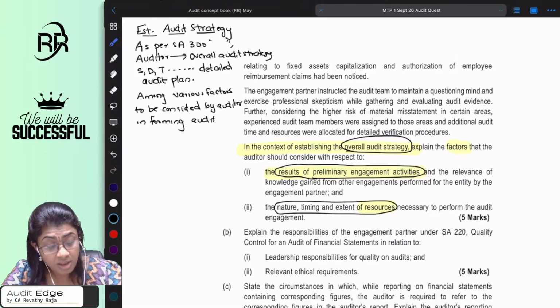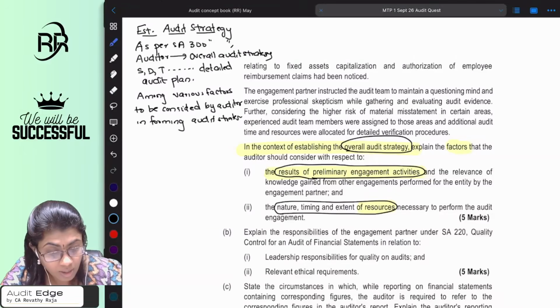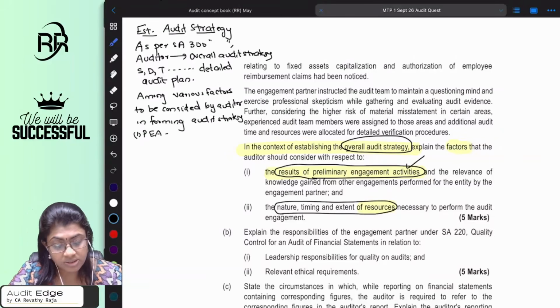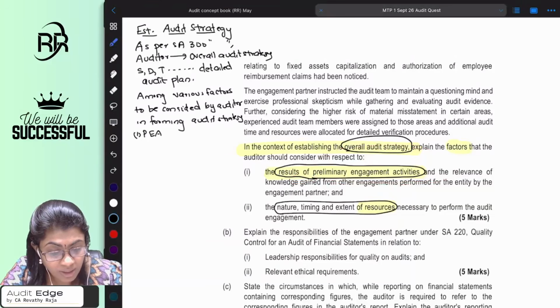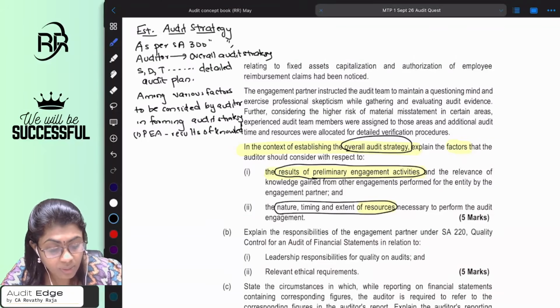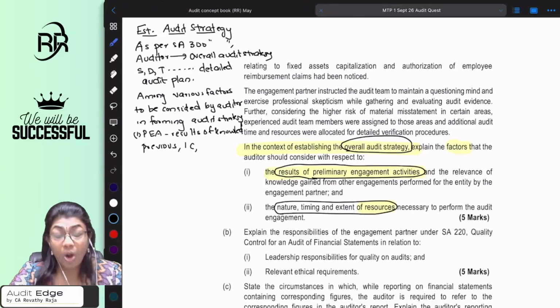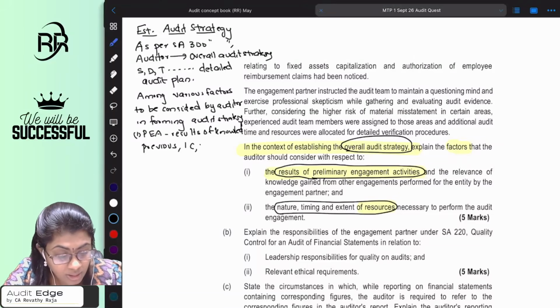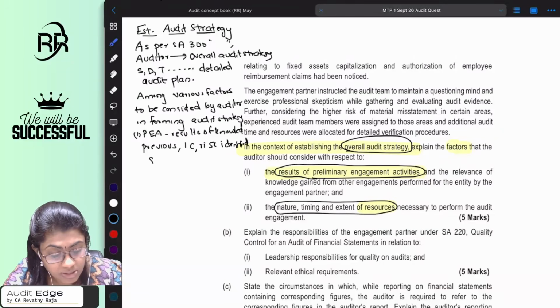I said 5 factors for audit strategy. One of the factors is the results of preliminary engagement activities, this particular one. Okay, so that you have to elaborate. In preliminary engagement activities, it depends upon the results of knowledge gained during the previous audit regarding the operating effectiveness of internal control, the risk identified, and actions taken.